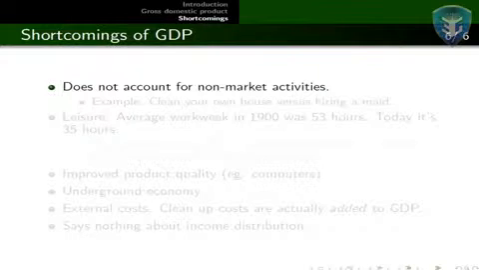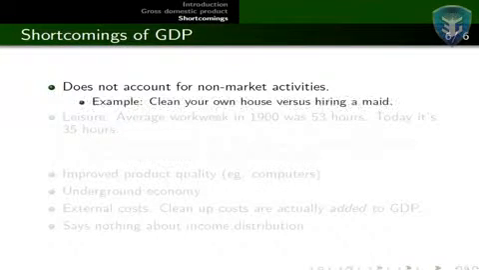Some shortcomings of GDP. 1. It does not account for non-market activities. For example, you could clean your own house, or you could hire a maid to clean your house. If you do it yourself, it's not counted towards GDP. If you hire a maid, it is counted towards GDP, even though these are exactly the same activity occurring.